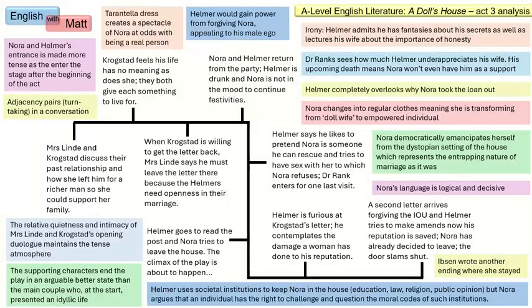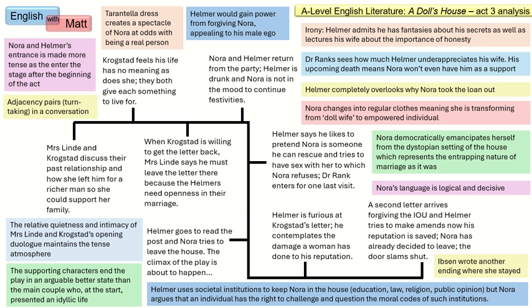When you have characters in a drama taking turns in a conversation, it's called adjacency pairs. So particularly with the end of Act 3, which is essentially Halma and Nora on stage by themselves for half an hour, I always try and get my students to use the term adjacency pairs as a way of analysing this turn-taking of their conversation.